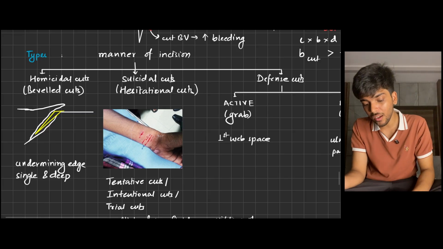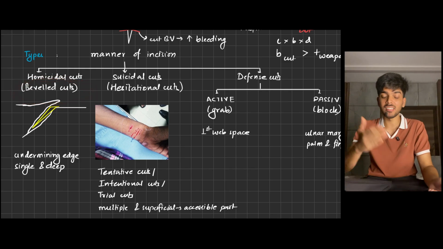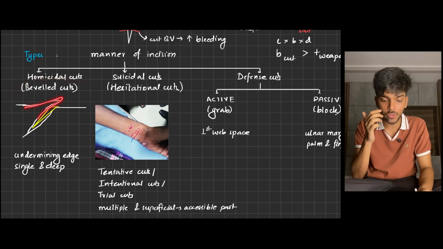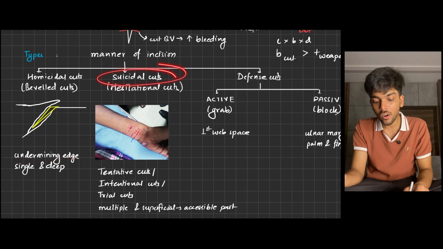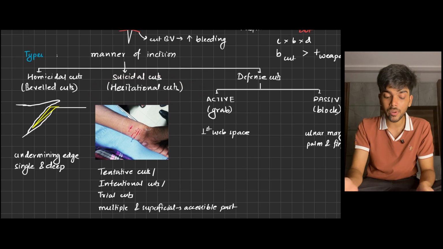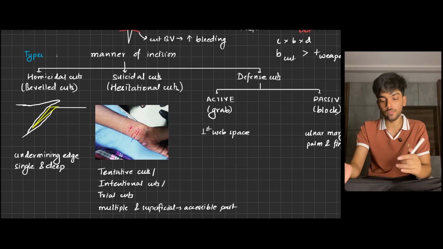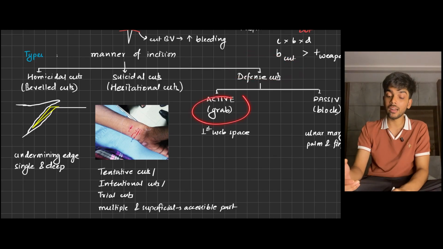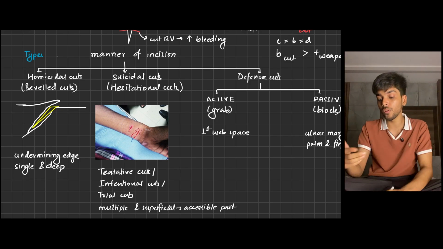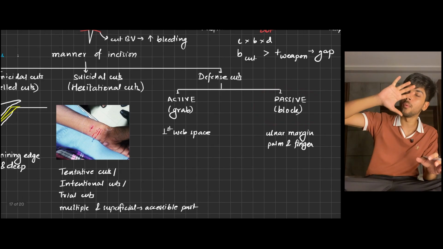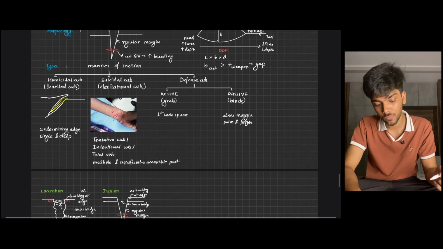The types of incision are on the basis of manner of incision. Either homicidal cuts, which are beveled cuts, that is cuts at an angle, which gives off a tent of tissue covering the cut under it, also referred to as undermining edge. Then suicidal cuts, also referred to as hesitation cuts, where the person cuts himself, especially over the wrist, with multiple attempts. Then defense cuts, which can either be active, where the person tries to grab the weapon, as a result of which there is a cut at the first web space, or passive defense cut, where the person tries to block the attack, so there is a cut at the level of palm, fingers and ulnar margin.